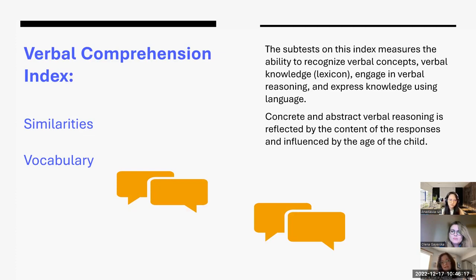So the younger the age, we are to expect that the reasoning is going to be a little less flexible and more concrete, versus an adolescent or an adult who's going to be able to think of language in more abstract terms. And so I'll give examples for those.